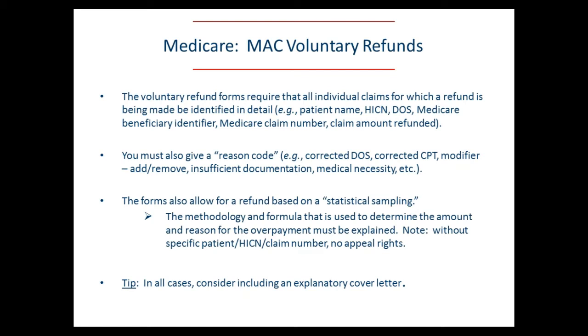Now, many times we're confronted with overpayment issues where there are not just a few claims, but thousands or even tens of thousands of claims. It's just not practical to list every single claim. The government recognizes this, and you can do statistical sampling in connection with a voluntary refund. When you do, you need to explain it. You have to explain the reason for the overpayment, the methodology, and the formula used. And that, for those of us who are not experts in statistical sampling, can get quite complicated.